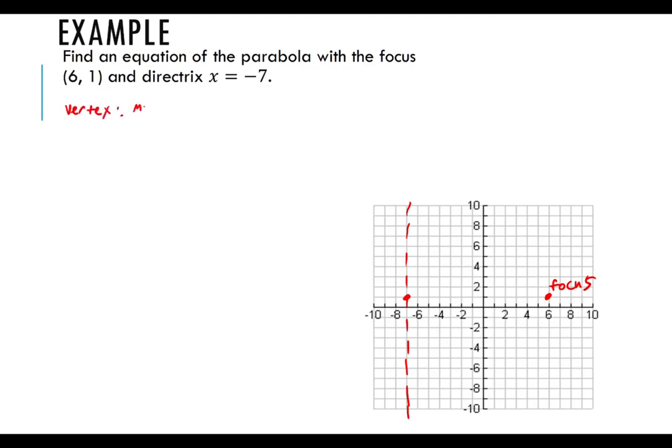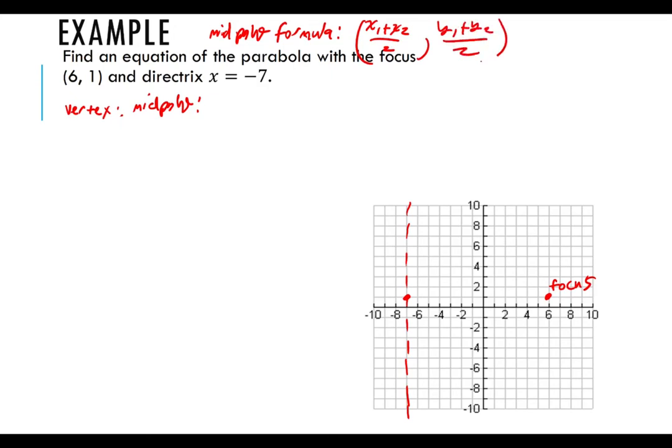If I want to know the vertex, I'm going to take the midpoint. Recall that the midpoint formula is really just the averages of the x's and the y's: (x1 plus x2) divided by 2, and (y1 plus y2) divided by 2. So we're just finding the average of these values. The midpoint is then (6 plus negative 7) divided by 2, and the y is (1 plus 1) divided by 2.